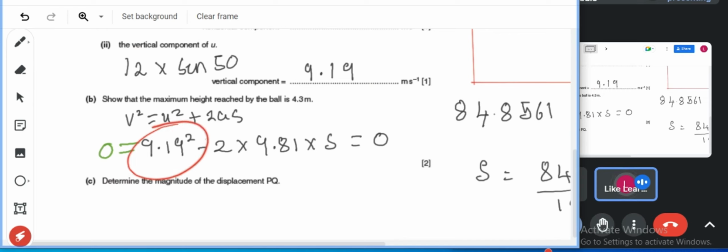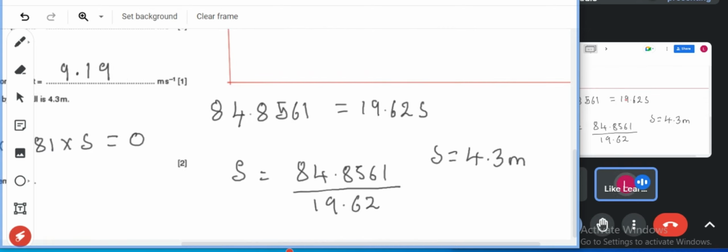So 9.91 squared minus 2 times g. Actually, your g is minus, I told you, it's a rise, so it's a negative g, which is minus 9.81, times 2. That's minus 2 times 9.81, then times the s, which is now the maximum height. So I think this thing is well structured. You were able to get it by solving for s. You got 4.3, so proven.